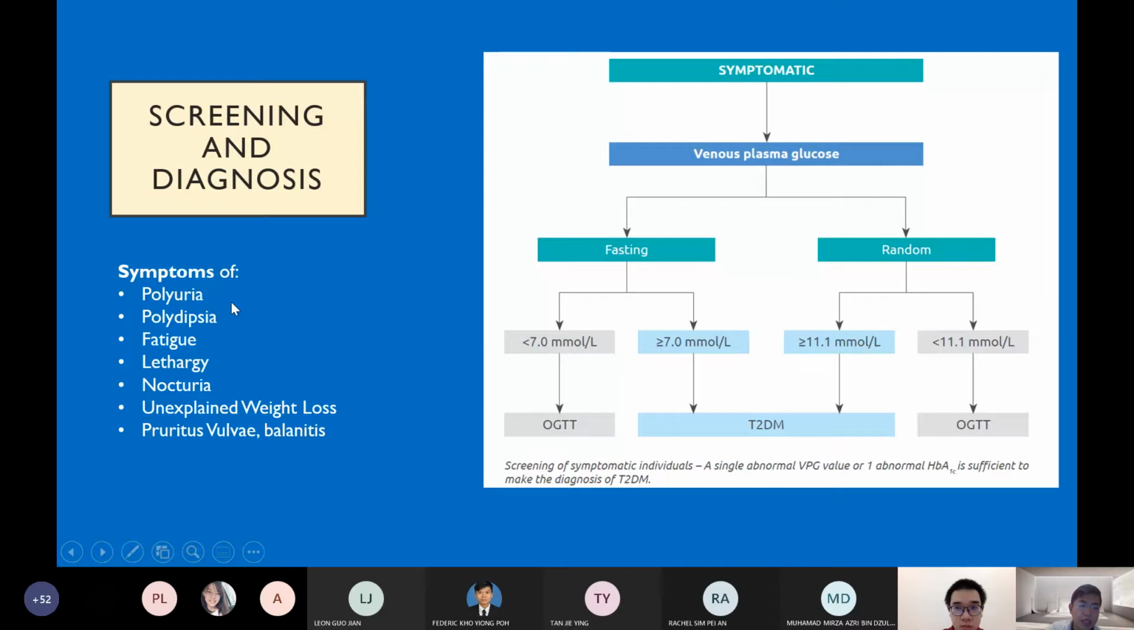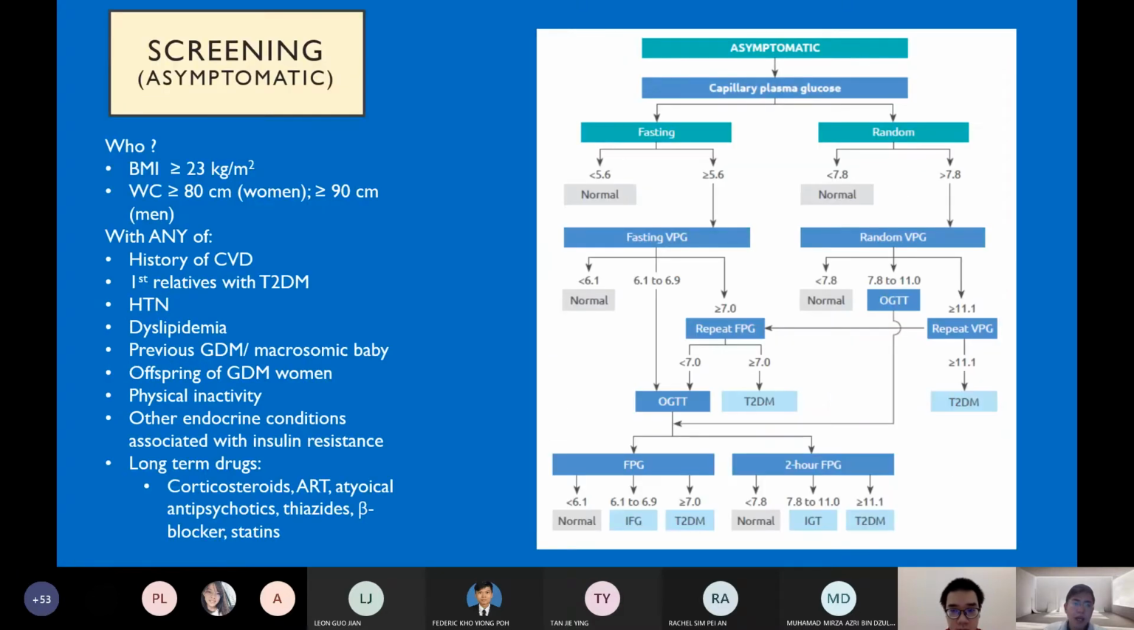So he had symptoms of polyuria, polydipsia, fatigue, and unexplained weight loss. In women they may have pruritus vulvae, and in men they may have balanitis, which he did not report. Nocturia is a very common complaint amongst men of middle age, which we may usually dismiss as prostatism, but we must always keep diabetes in mind as a potential diagnosis as well. Okay, and what about asymptomatic patients?